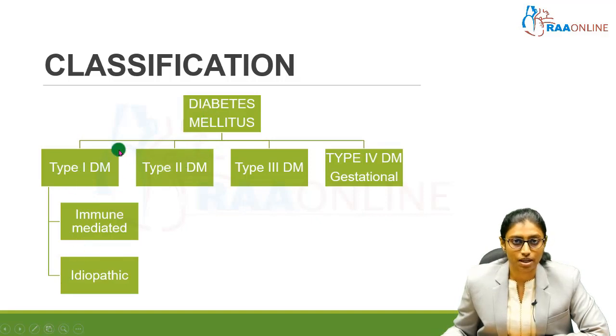And next is type 2 diabetes mellitus. This is what we used to call non-insulin dependent diabetes mellitus. That is, it was assumed that these people have sufficient amounts of insulin, though the insulin was not properly used by the body, or the insulin was not able to exert its action properly. Though insulin is available, the body is not responding to the insulin properly. That is called type 2 diabetes mellitus. Type 3 diabetes mellitus includes multiple subtypes which we will be seeing in the next slide. Type 4, as I already told you, is gestational diabetes mellitus.